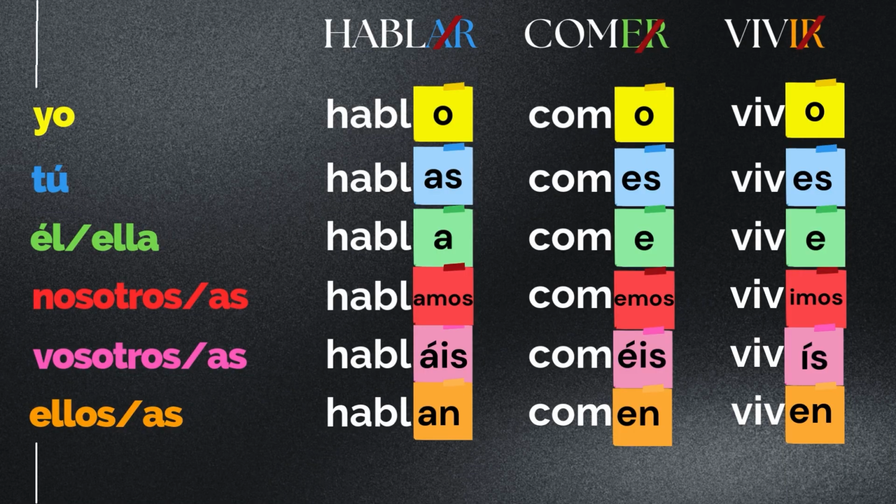Nosotros or nosotras, this is going to change in the 3 of them. If the verb ends in AR, hablamos, AMOS; comemos, EMOS; and vivimos, IMOS. Vosotros or vosotras, same: áis, éis, ís. It keeps the A, the E, and the I. And they, hablan, and then comen or viven. So that's all. That should be everything to understand the basics of the present tense in Spanish.